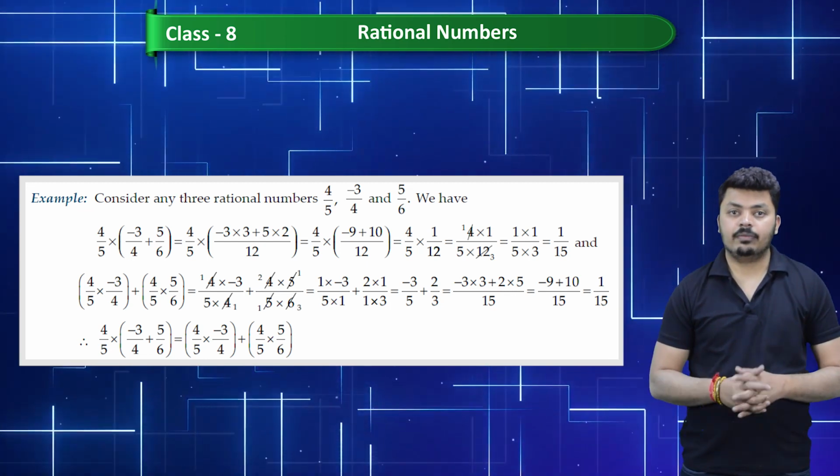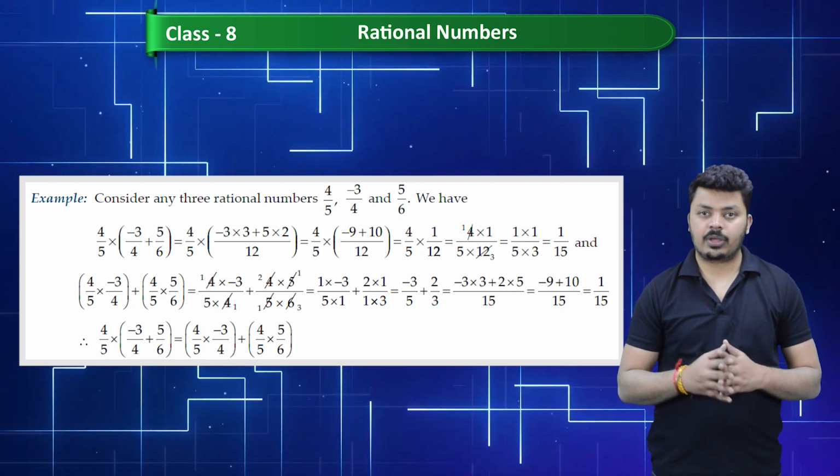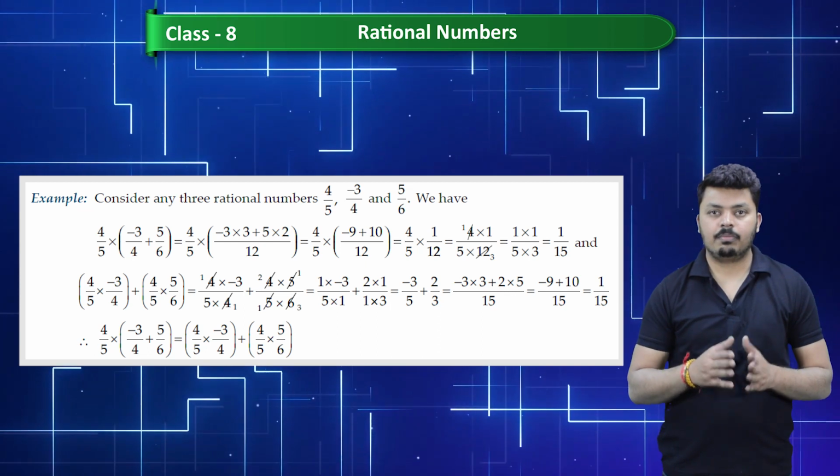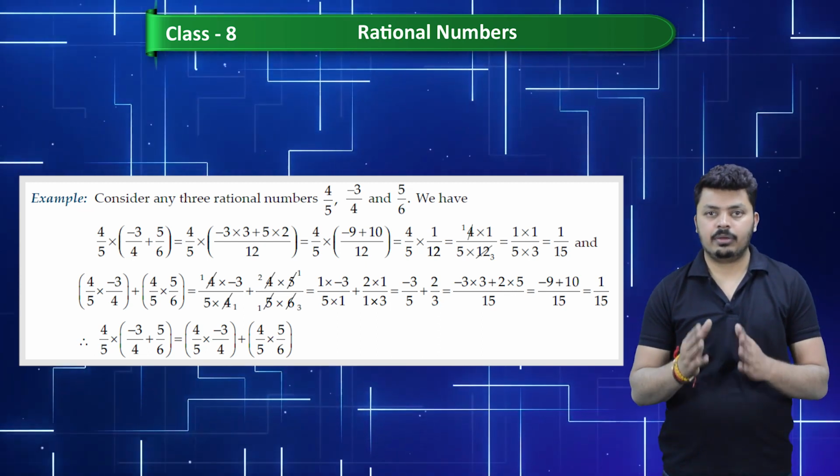Therefore, 4 by 5 multiplied by minus 3 by 4 plus 5 by 6 is equal to 4 by 5 multiplied by minus 3 by 4 plus 4 by 5 multiplied by 5 by 6.